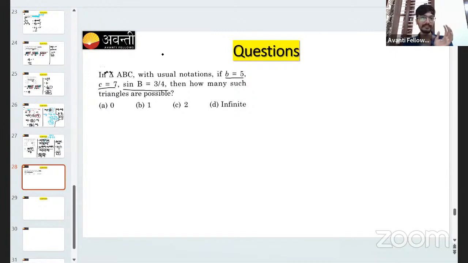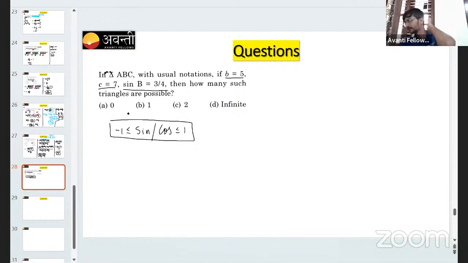In such types of questions, we basically use the range of sine and cos. For sine and cos, we both know that whichever angle it is, sine or cos always lies between -1 and 1. So if sine lies between -1 to 1, we'll try to find sin A and sin C, or cos A, cos B, whichever you can use, but we just need to find the sine or cos of the three angles.